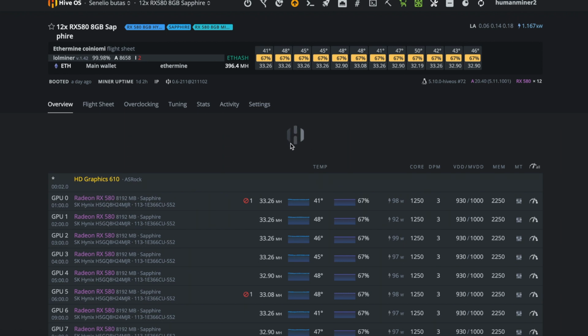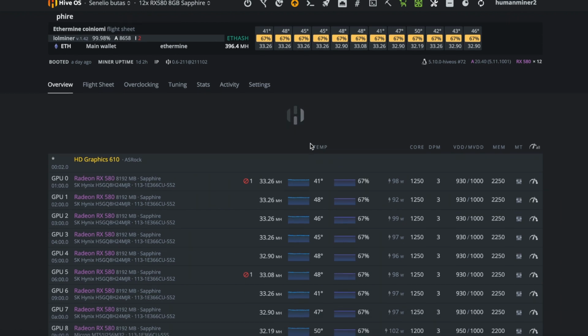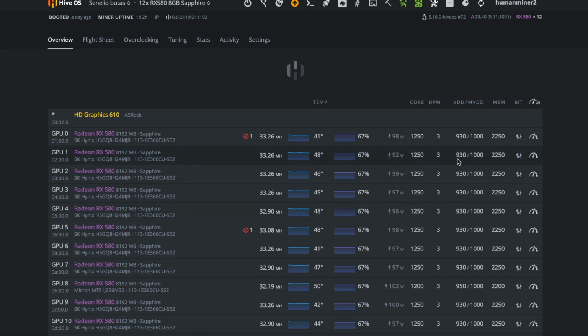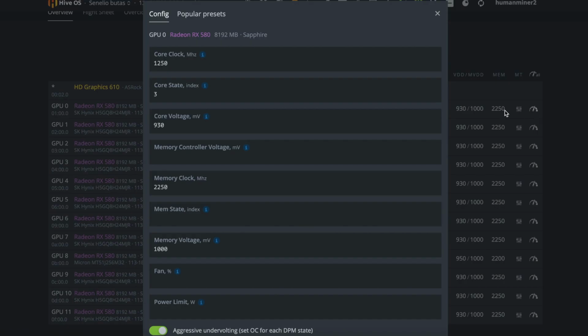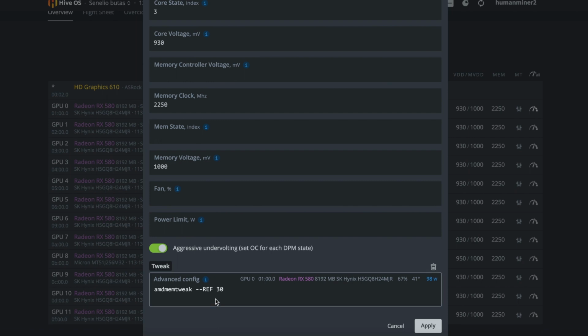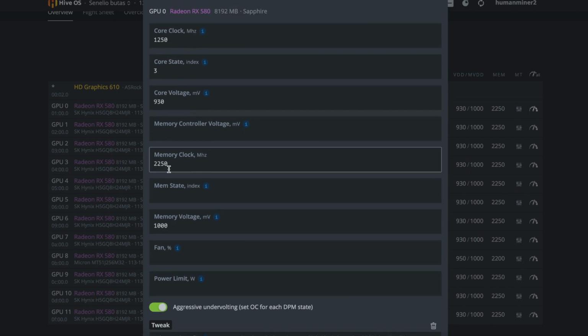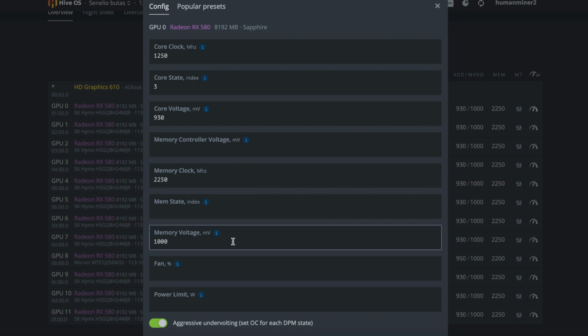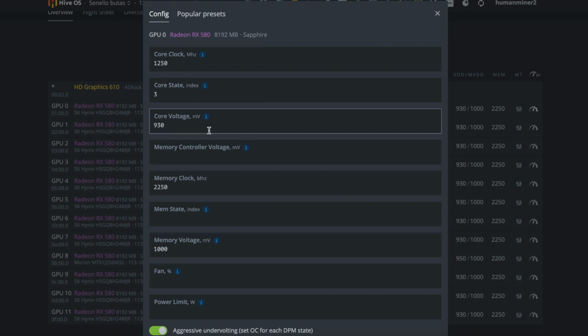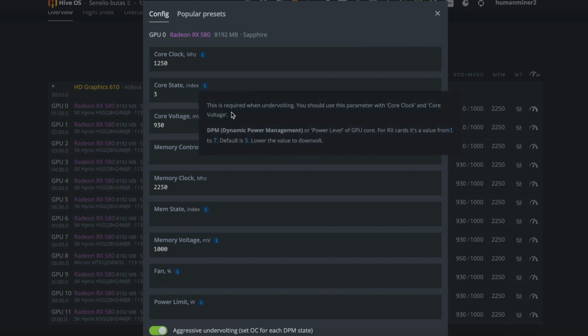As you can see, the graph isn't showing, but I let it run for a couple of days and it's running stable at these overclock settings. If you need them, here you go. Feel free to use them. That's the memtweak at 30, 2 to 50 memory clock, 1000 memory voltage, 930 core voltage, core state at 3, and core clock at 1250.